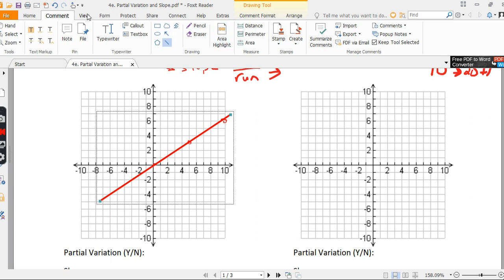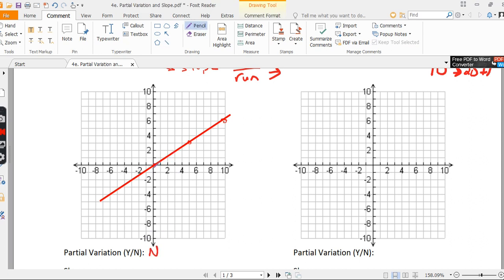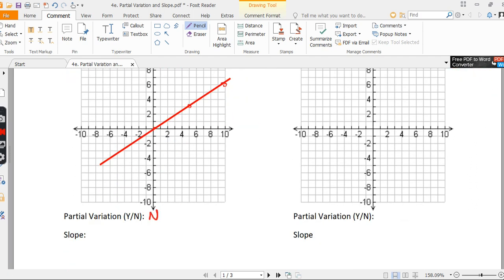Okay. Now, to answer the questions down here, is it a partial variation? Yes or no? No, it is not. Why not? Because it goes through the origin. Because it goes through 0, 0, it is actually a direct variation, not partial. Okay? Now, what is the slope? The slope in this case is 3 over 5.